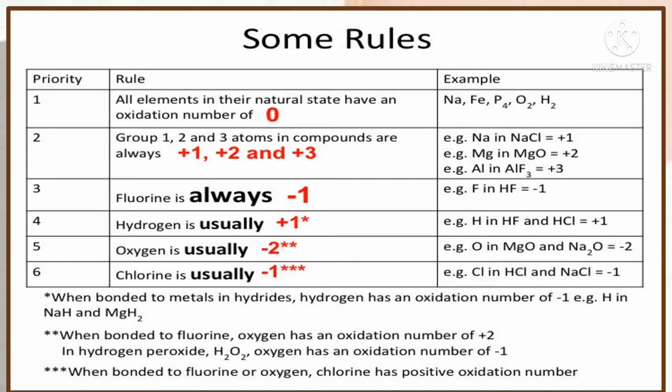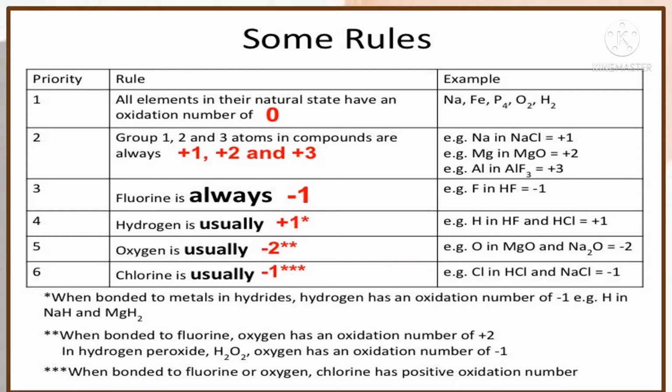However, oxygen has 3 possible numbers, such as +2, -2, and -1. In general, oxygen has an oxidation number of -2, and the only exceptions are peroxides, where oxygen has an oxidation number of -1, and the compound oxygen difluoride, where it has an oxidation number of +2.